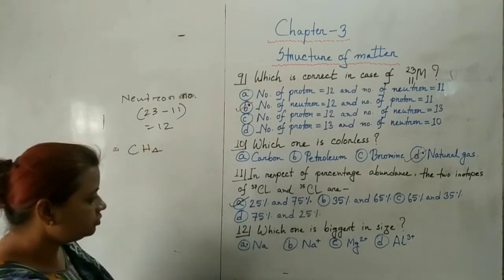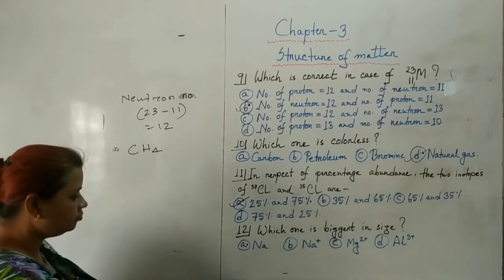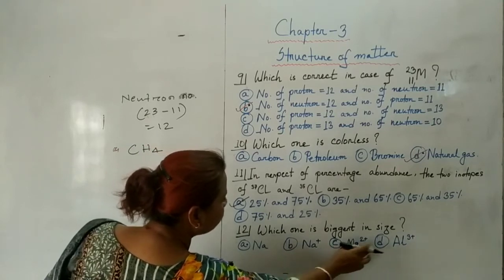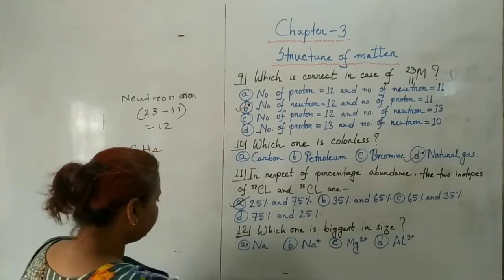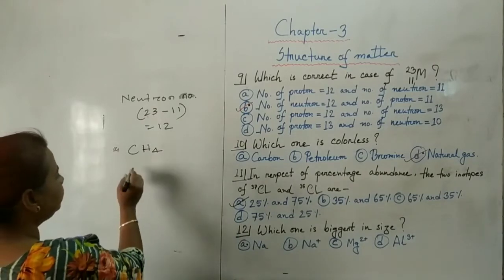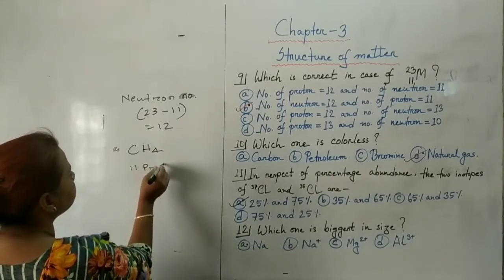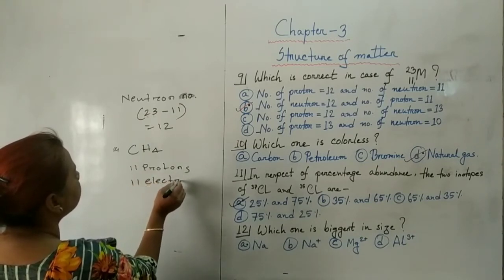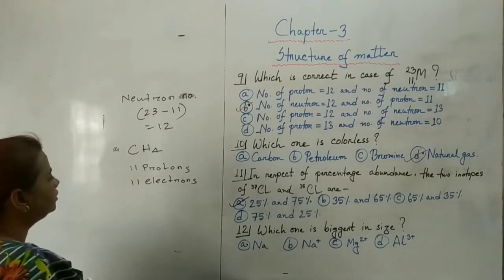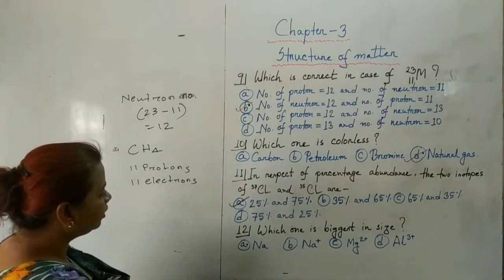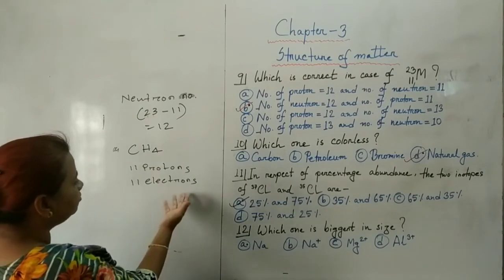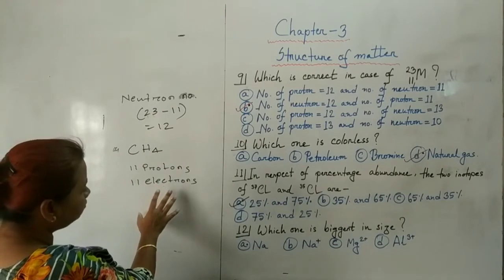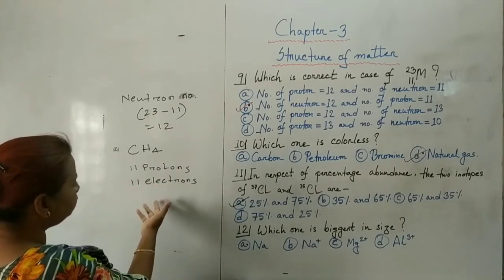Question number 12. Which one is biggest in size? Sodium ion, magnesium ion and aluminium ion. In case of this, sodium has 11 protons and 11 electrons. So equal numbers of protons are attracting equal numbers of electrons, so the attraction force is strong.